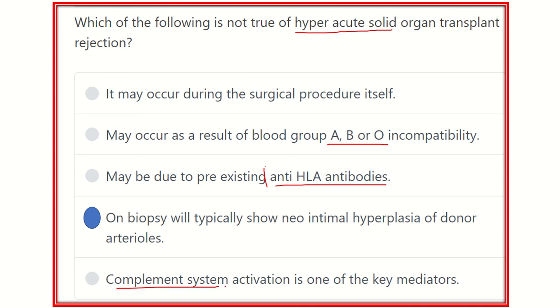And complement system activation is one of the key mediators for any type of immediate reaction. Complement activation is one of the mandatory components. And one biopsy typically showing neointimal hyperplasia is not possible, because neointimal hyperplasia requires a longer time to develop, with development of hypertension in the recipient.